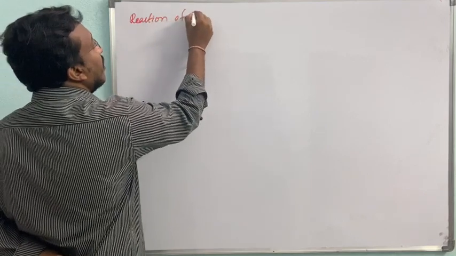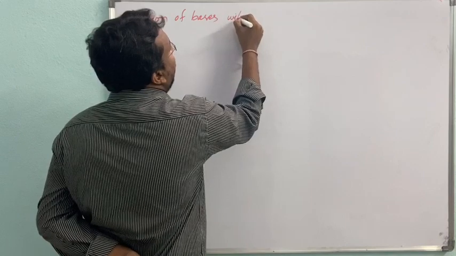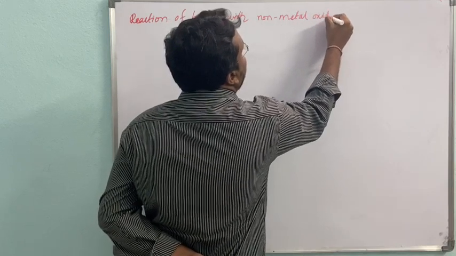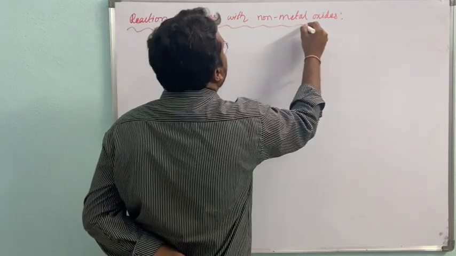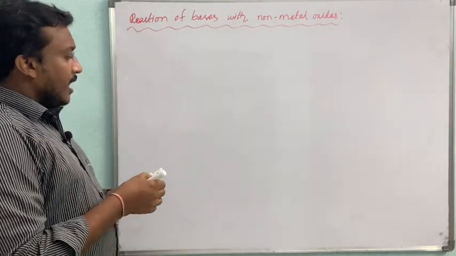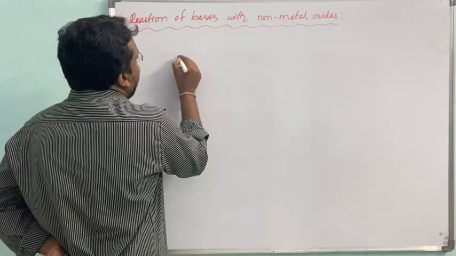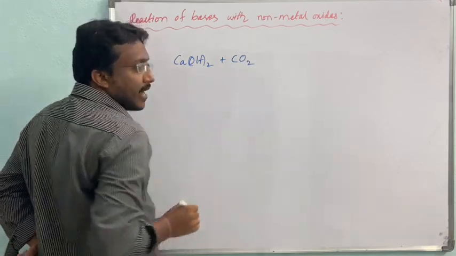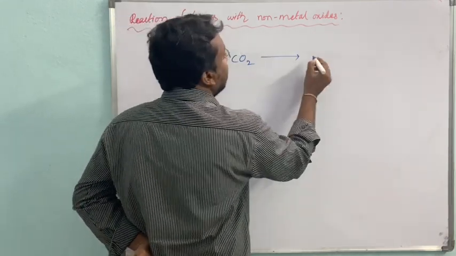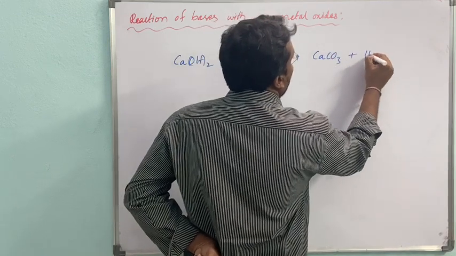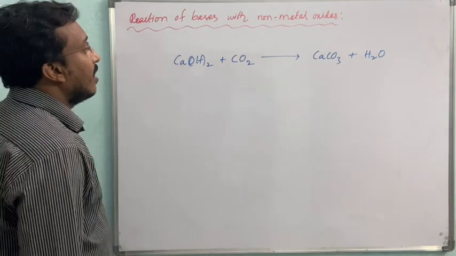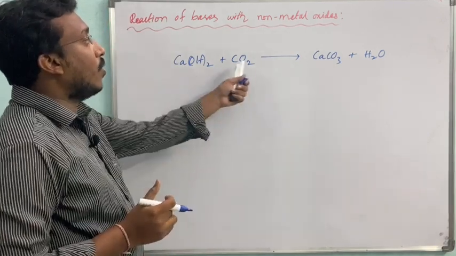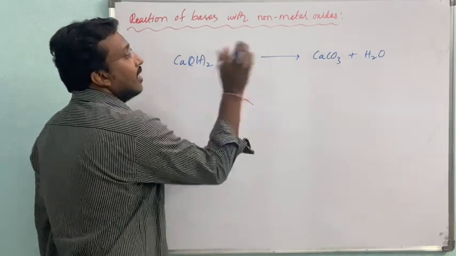Reaction of bases with non-metal oxides. Here I have taken calcium hydroxide reacting with carbon dioxide, and it gives calcium carbonate and water. Calcium carbonate, CaCO3, and water, right? Got it. 2, 2 plus 1, 3, and now it is balanced.